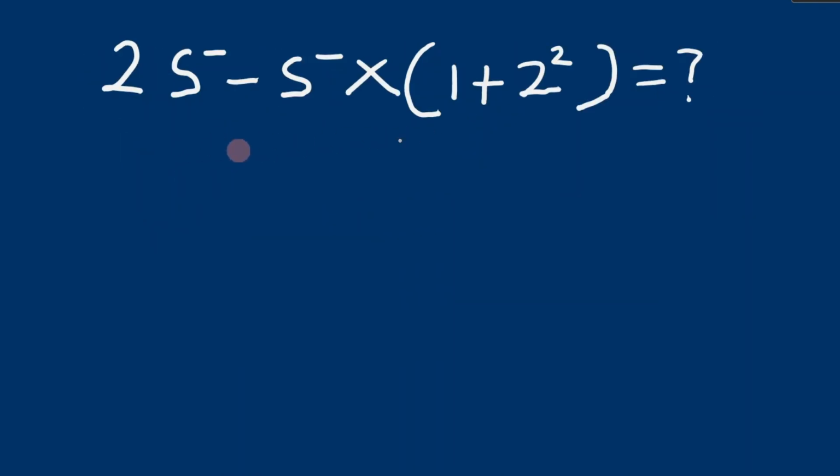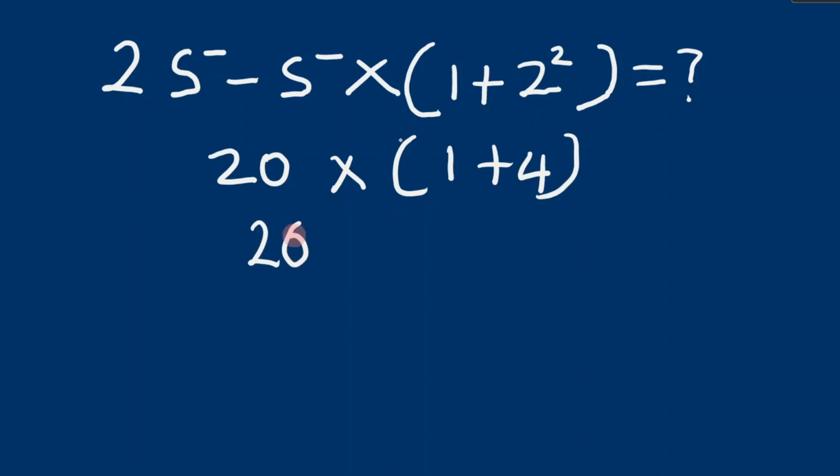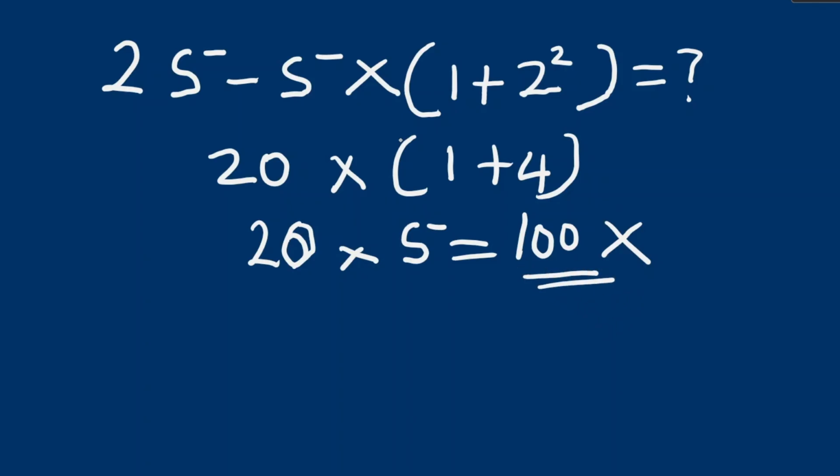This is the second example. Many people fail this also by solving it like this. 25 subtract 5 will give them 20, which they multiply by 1 plus 2 raised to the power 2, which is the same thing as 4. So they have 20 multiply 5 because 1 plus 4 is equal to 5. The answer will now be 100. And this is very wrong. It's an incorrect answer.